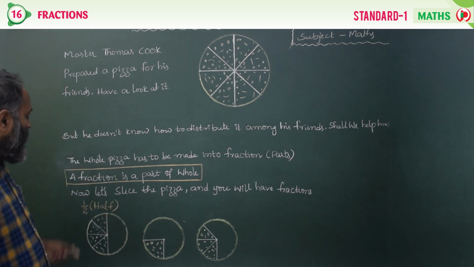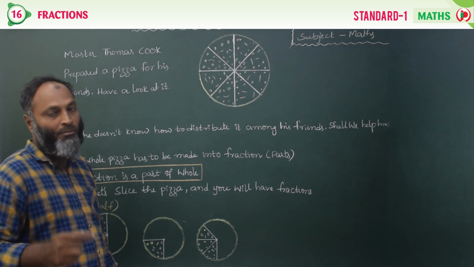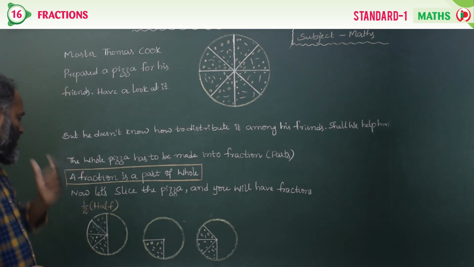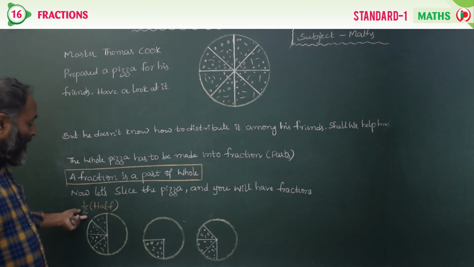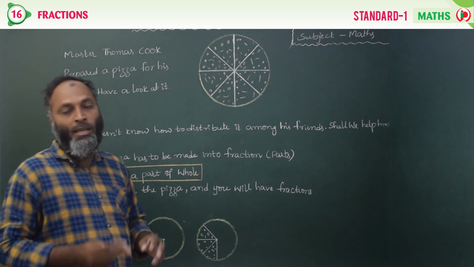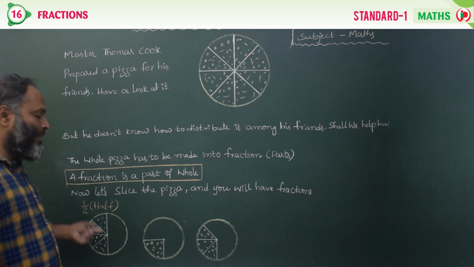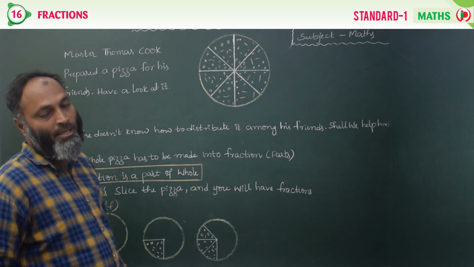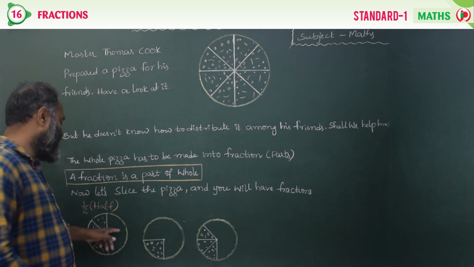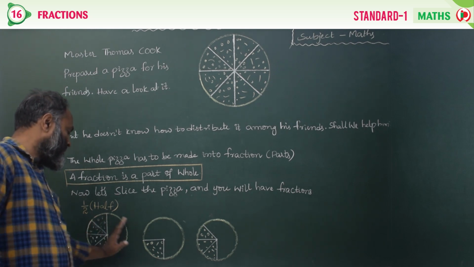This is half. So half means 1 by 2. So here, what is 1 and what is 2? Here 2 means complete how many parts we made. So the denominator represents the total number of parts a pizza has. So here the complete pizza has 2 parts. This is the first part, this is the second part.